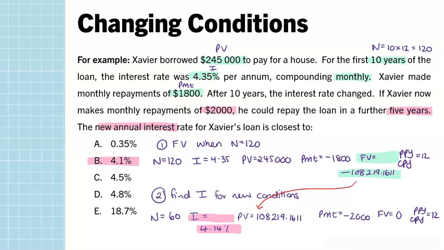So whilst it might look messy and complicated, I think using different colours to help you identify the different scenarios can be really useful. And knowing that your process is basically the same: find the future value at the end of the initial conditions and then use that as your starting point for the next set of conditions.